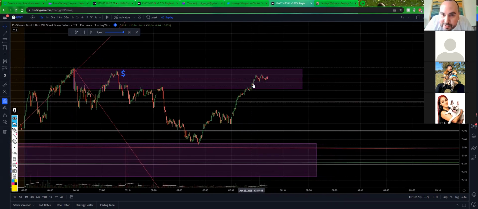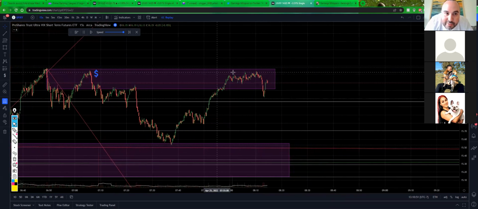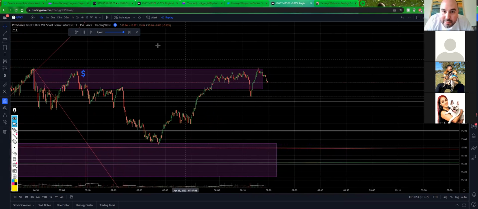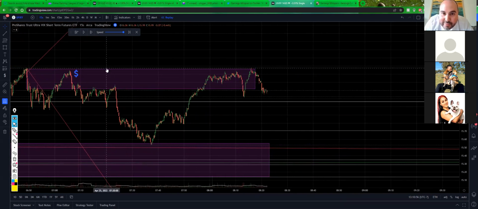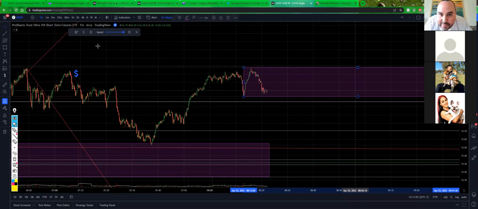So once it reached this point here again, it didn't quite reach the second high. Once it got there, it started dropping off steeply right here. So this here would probably be the new supply zone right there.